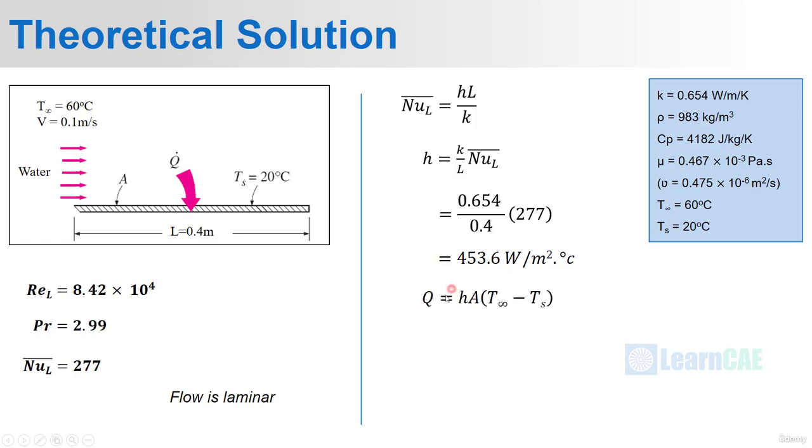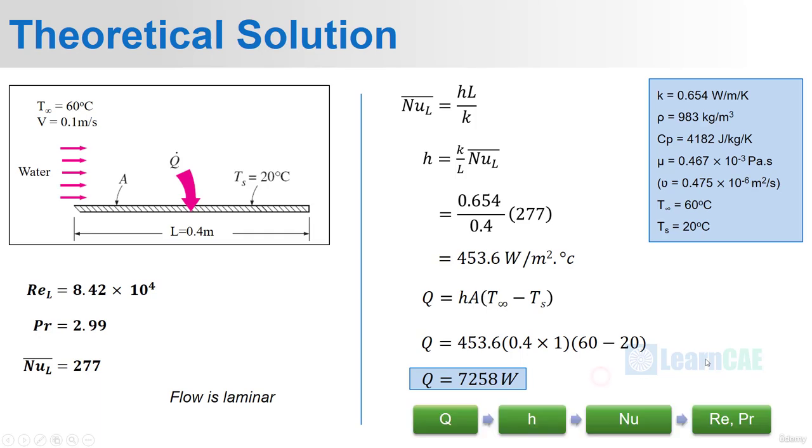Okay. Now we can calculate the net heat transfer rate from the fluid to flat plate, which is given by H into A into T infinity minus Ts. We have got the H value. We shall substitute all the other values. H is equal to 453. Area is nothing but length into width. Here we have to calculate for per unit width. Therefore, it is 0.4 into 1. And the flow temperature is 60 degrees Celsius. Surface temperature is 20 degrees Celsius. Substituting this, we will get the net heat transfer rate as 7258 watt. Okay. This is from the theoretical calculation.